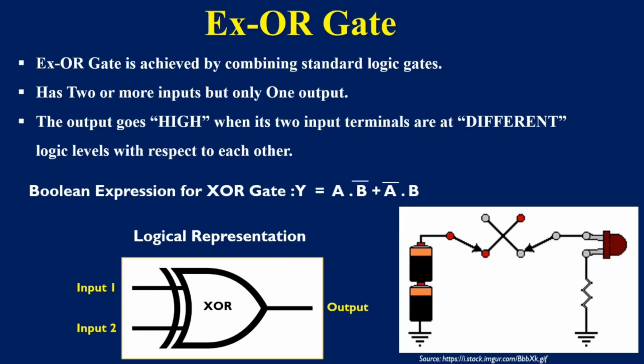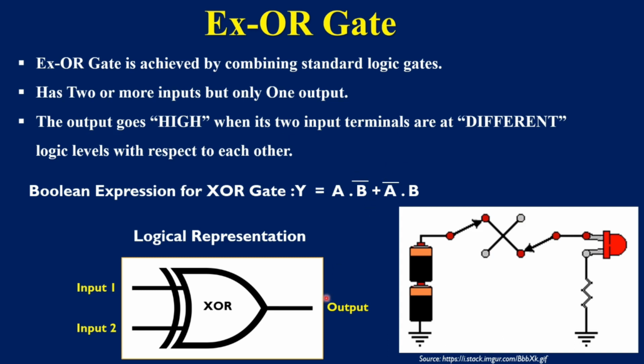Exclusive OR gate is the combinational logic gate which is formed by combining the basic logic gates. It has two or more input terminals and only one output. It is called exclusive OR because the output of this gate goes high when its two input terminals are at different logic levels with respect to each other.